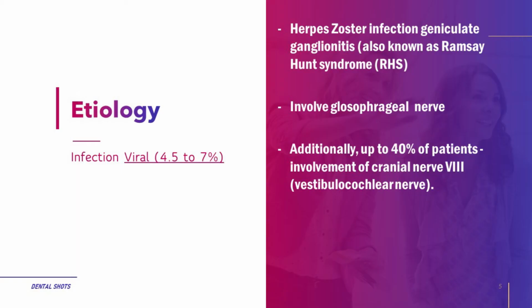The next cause of facial palsy is viral infection, which contributes about 4.5 to 7%. Herpes zoster infection involves the geniculate ganglion, causing inflammation of the ganglion, which we commonly call Ramsay-Hunt syndrome, involving the glossopharyngeal nerve. Additionally, up to 40% of the patients involve the 8th cranial nerve too.